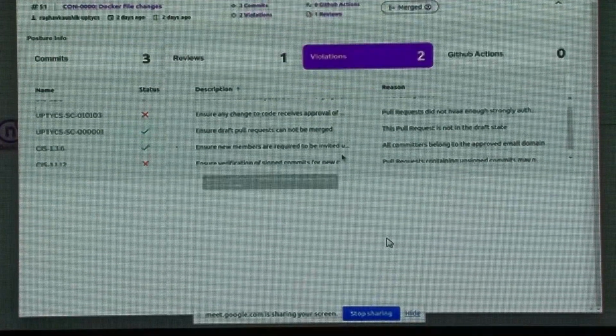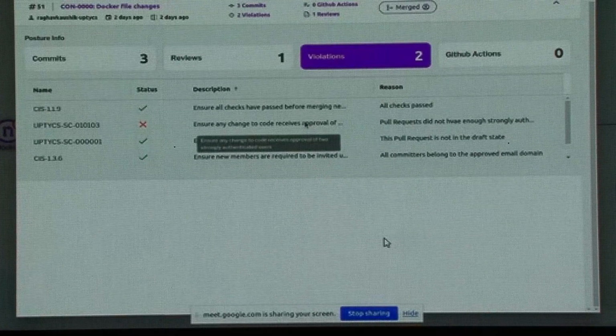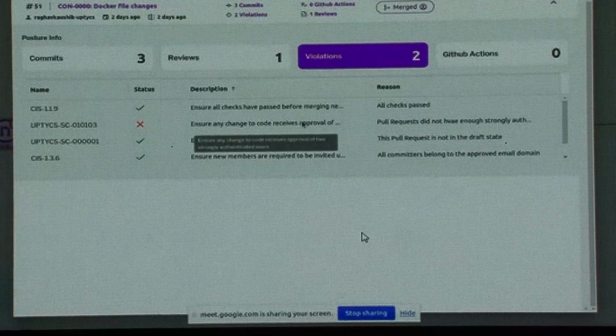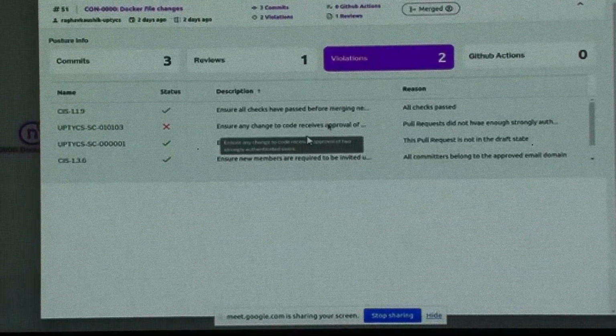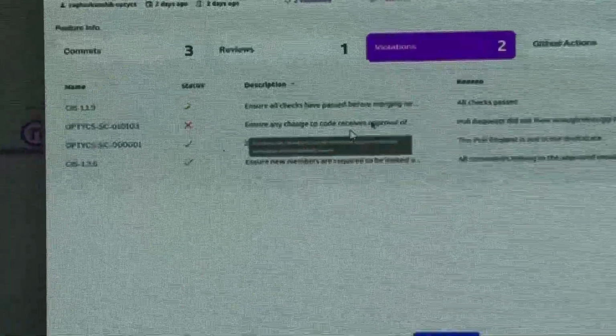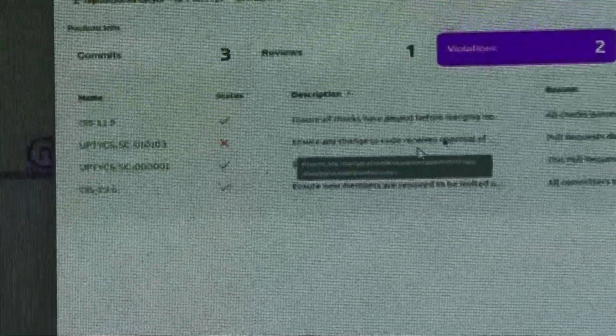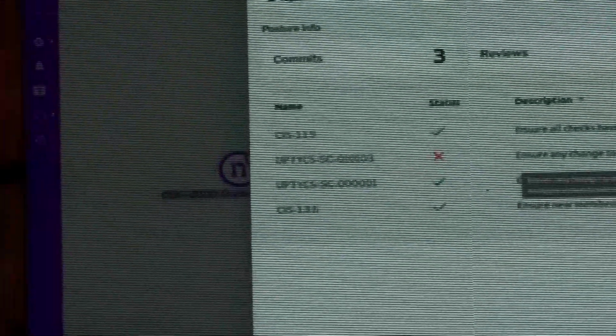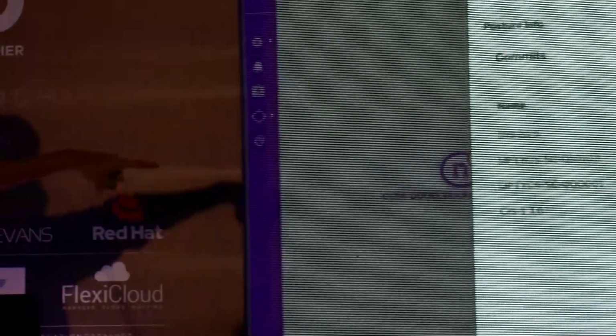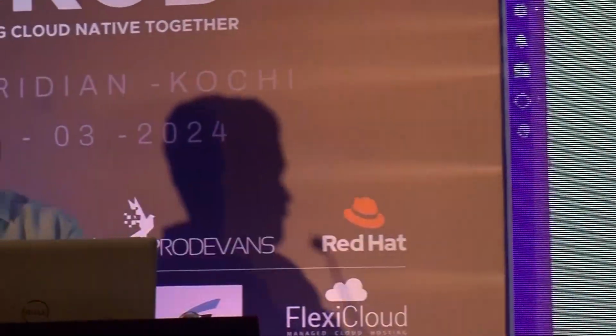So why has this one failed? It shows a crossover, which means it has failed. This policy wants to ensure that each PR has been reviewed by multiple authenticated users. Right now we could see that there's only one review, and it got approved and we merged it. But the policy says that it should be more than one, multiple users. That is why this particular policy has failed. So this was the commit part, the leftmost part.